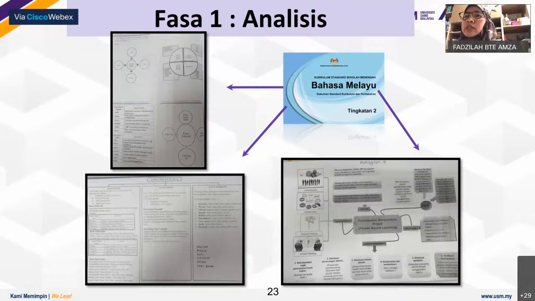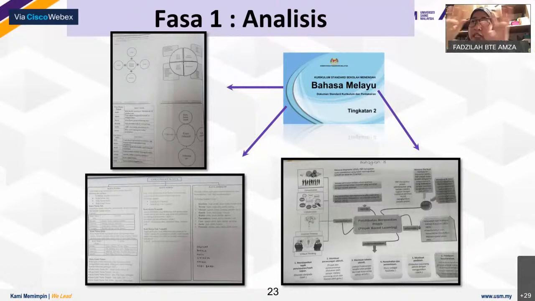Okay, I need to ajar kata nama, so I need to analyze the content of kata nama. Golongan kata in Bahasa Malaysia is divided into kata nama am and kata nama khas. Kata nama am splits again into kata nama am hidup and kata nama am tak hidup. Kata nama khas hidup, Godzilla, I'm a living thing. Kata nama khas tak hidup, University Science Malaysia, not a living thing, like that.